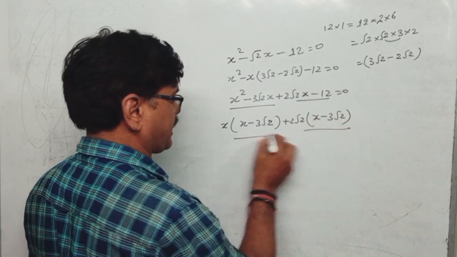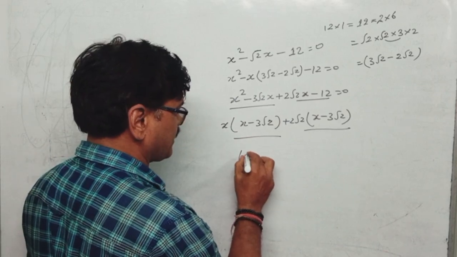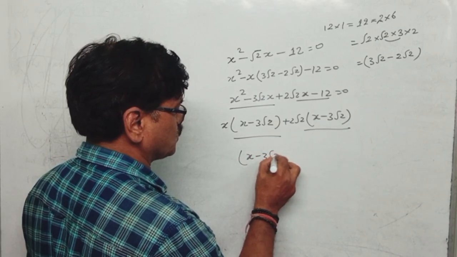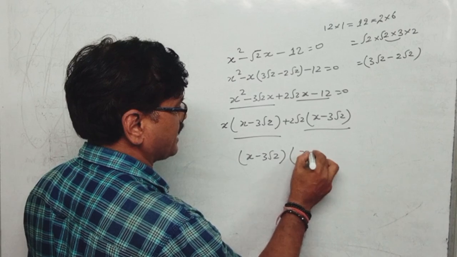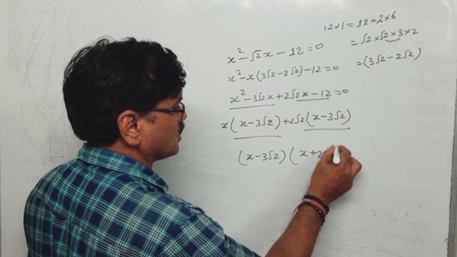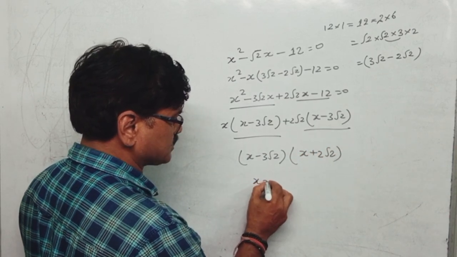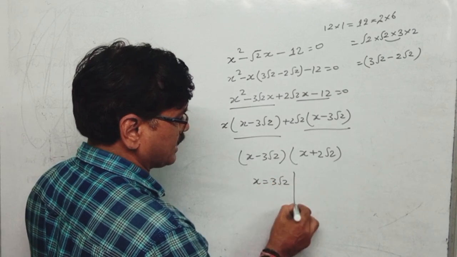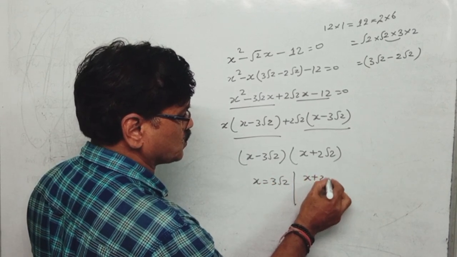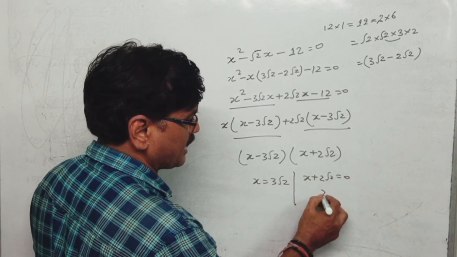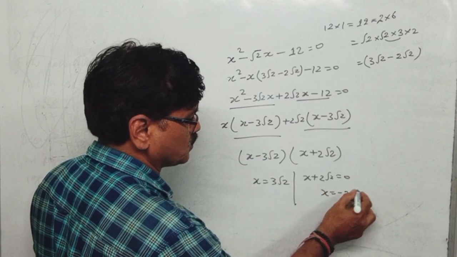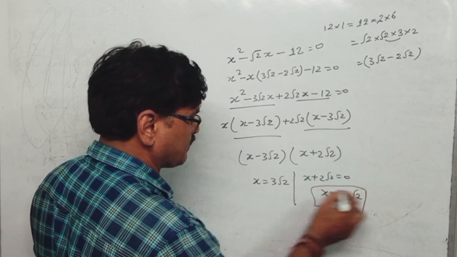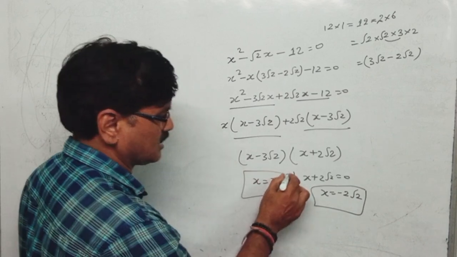Now here is the pair. In the pair, what is common? X minus 3 root 2 in one bracket, another bracket x plus 2 root 2. So one root will be x is equal to 3 root 2, and the other will be x plus 2 root 2 is equal to 0, so x is equal to minus 2 root 2. So these are the two roots.